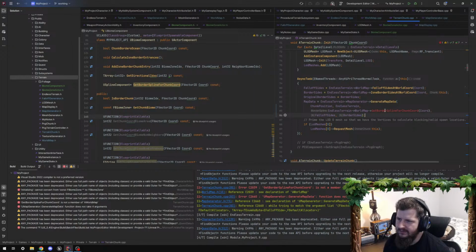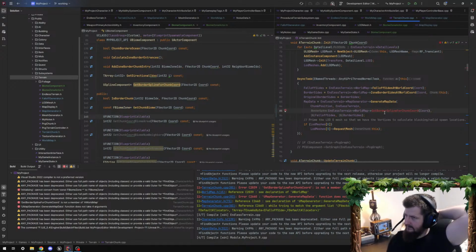Okay, so get border spline for chunk coord. This is gonna be, so I guess terrain chunk. Do you need to get the biome actor?